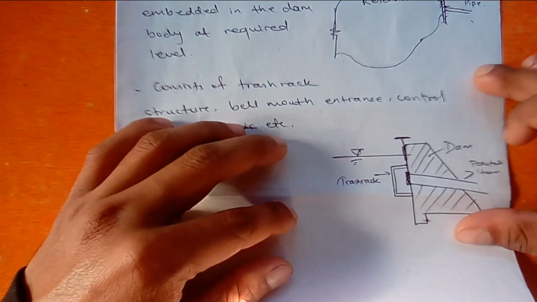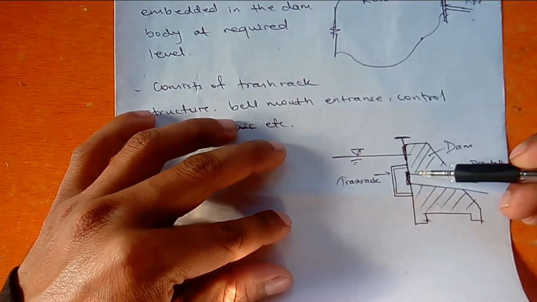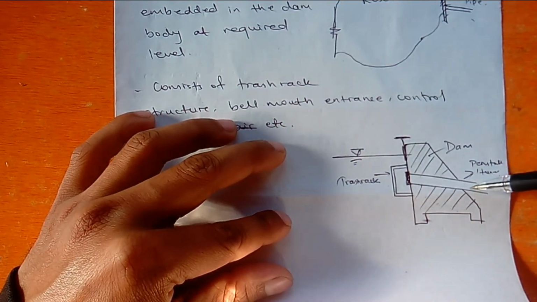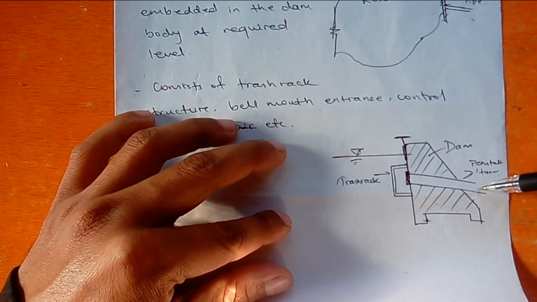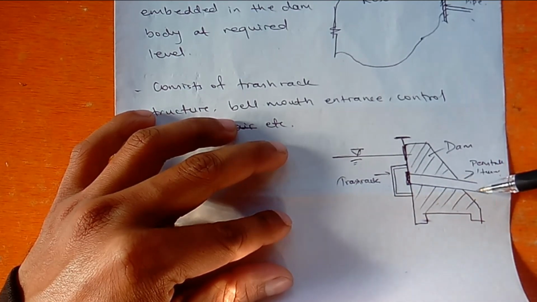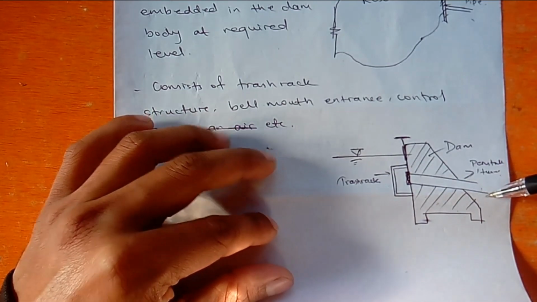You can see the cross section of the dam here. This is the trash rack. Here you can see the bell mouth entrances. This is the penstock or tunnel, so that the water can be diverted into the powerhouse for power generation.